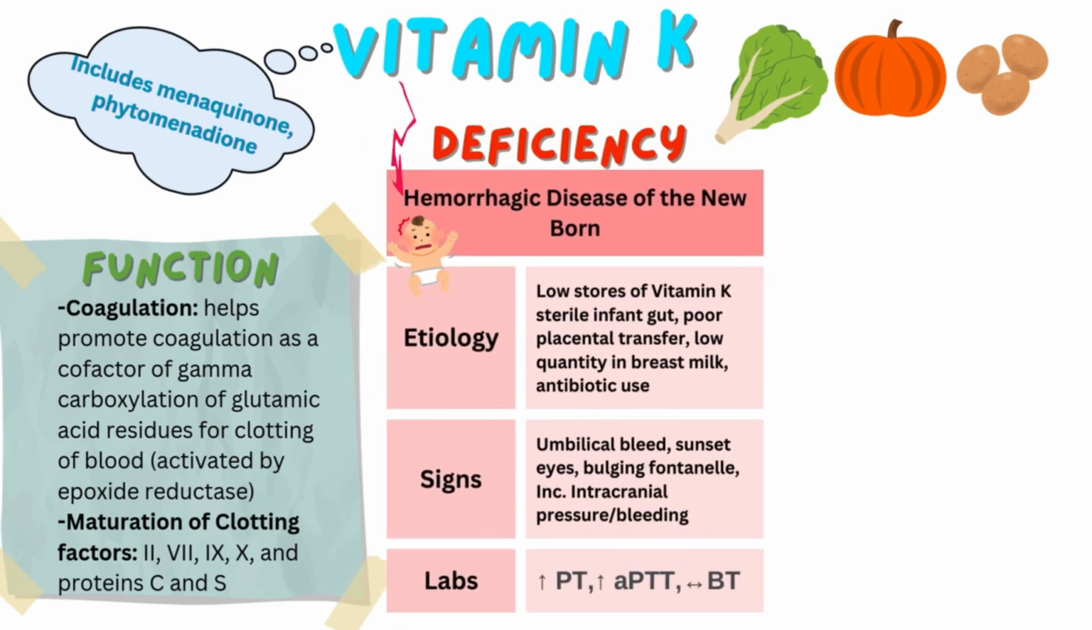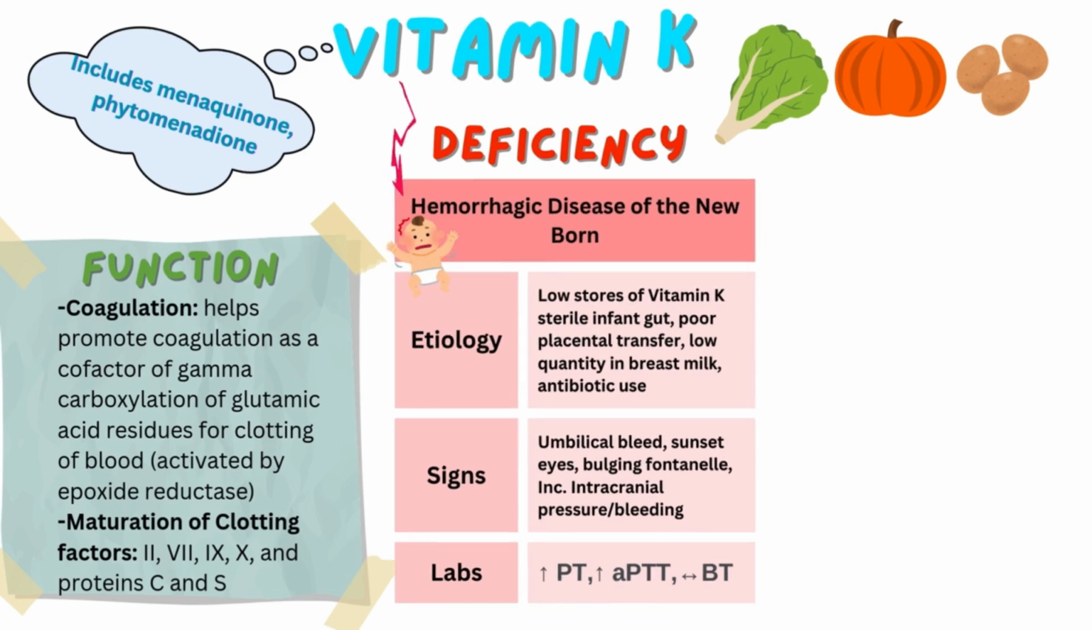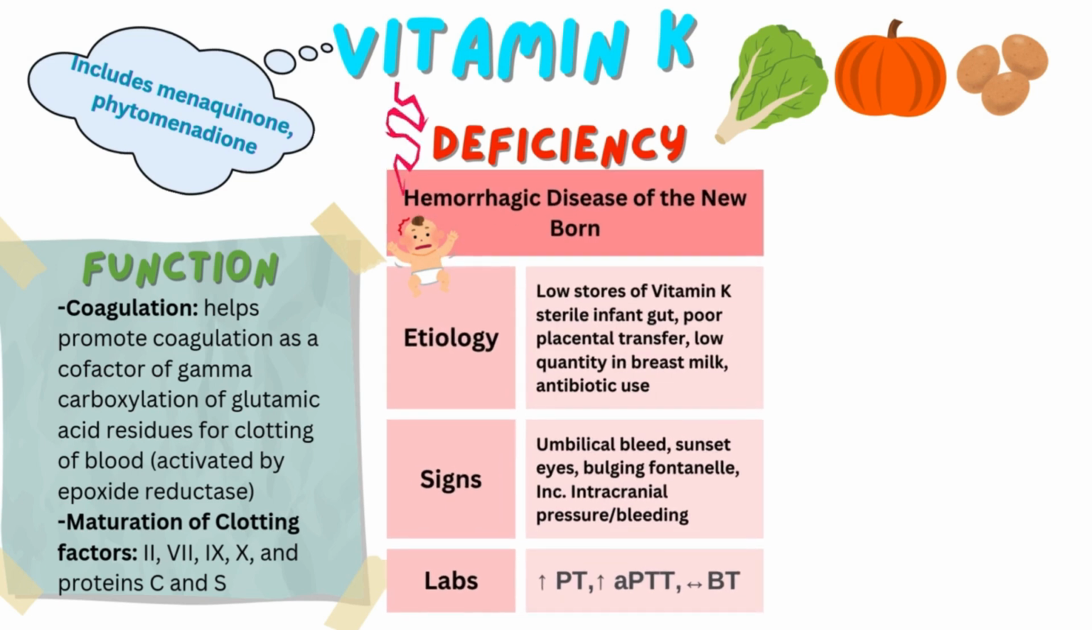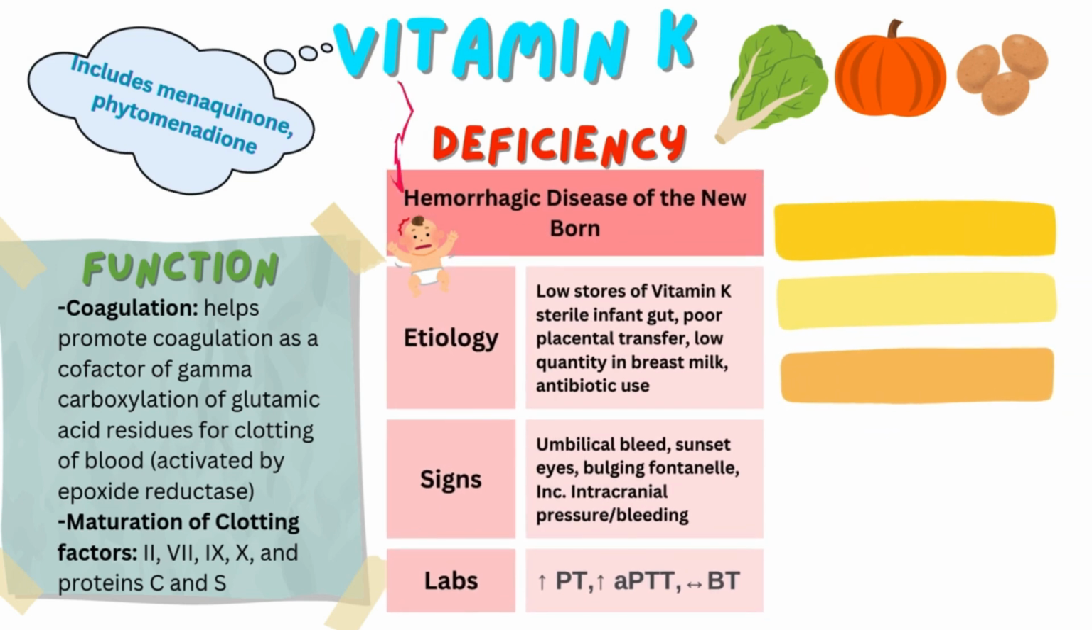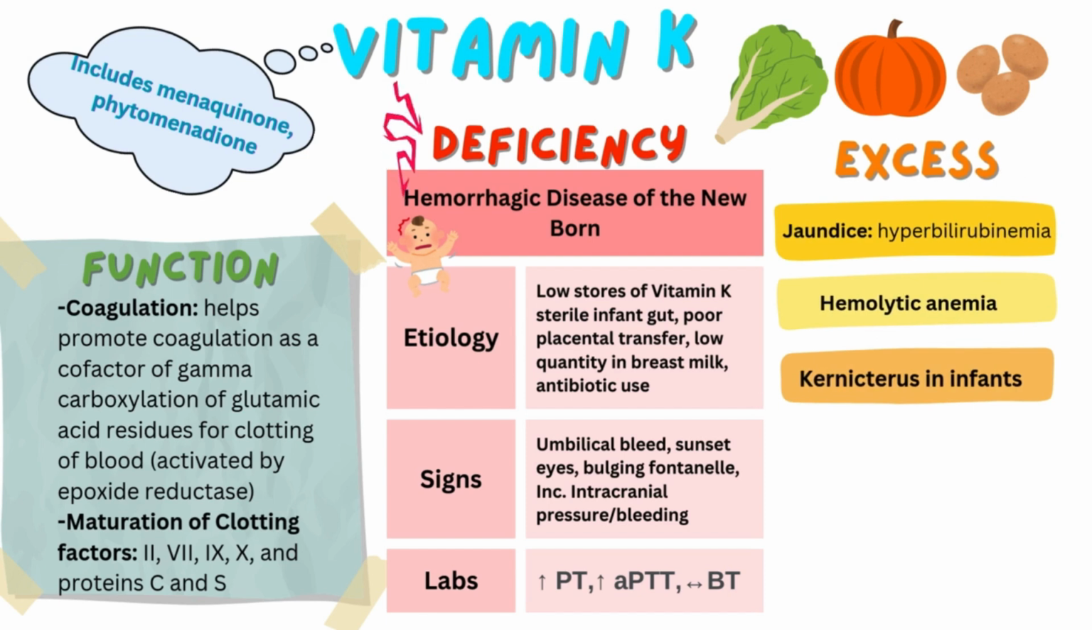Etiology is low stores of vitamin K in a sterile infant gut, poor placental transfer, low quantity in breast milk, and antibiotic use. Signs include umbilical bleed, sunset eyes, bulging fontanelle, intracranial pressure, or bleeding. Labs include increase in the PT and APTT, but a normal bleeding time. Excess causes jaundice, hemolytic anemia, and kernicterus in infants.